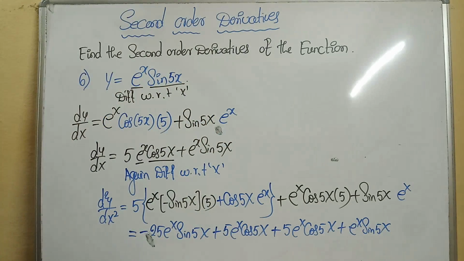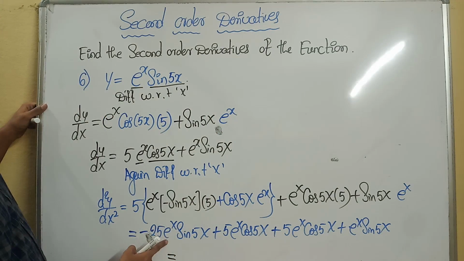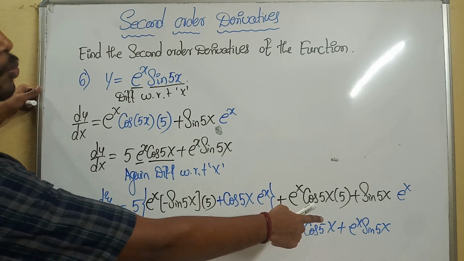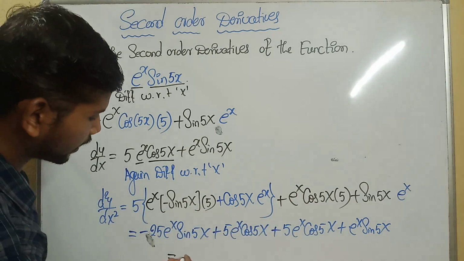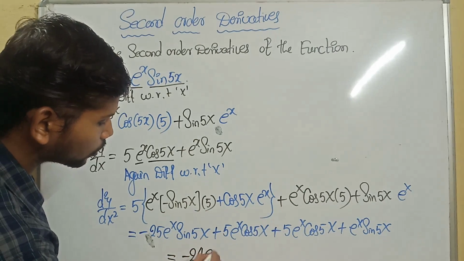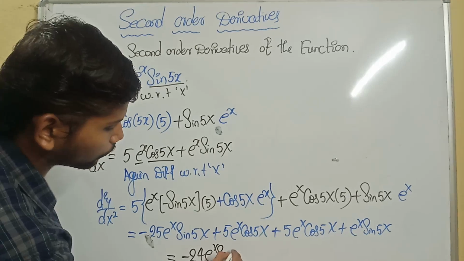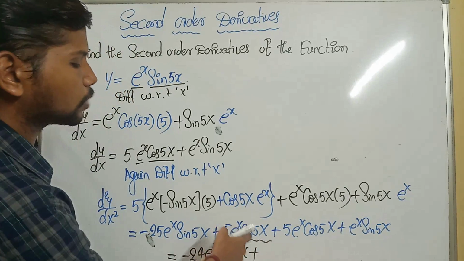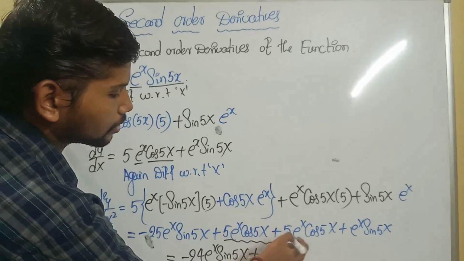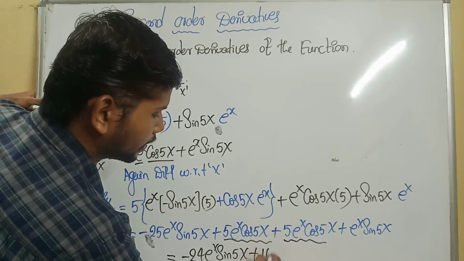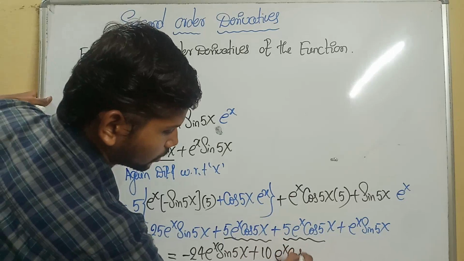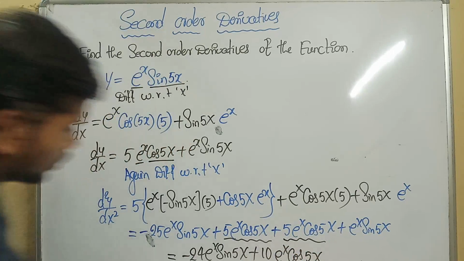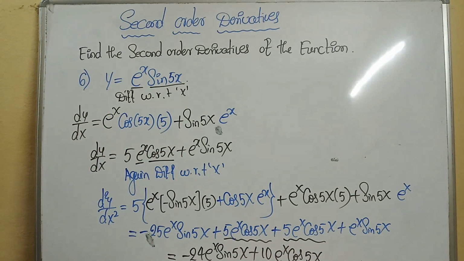Okay, last step, I'd like to write the term. It is minus 25 e raised to x sine φx, plus one term of e raised to x sine φx. It will be minus 24 e raised to x sine of φx. Got it? Plus these two terms, 5 times e raised to x cos of φx, in the similar manner plus 5 times, it will be 10 times e raised to x cos of φx. We got the second order derivative of the function.